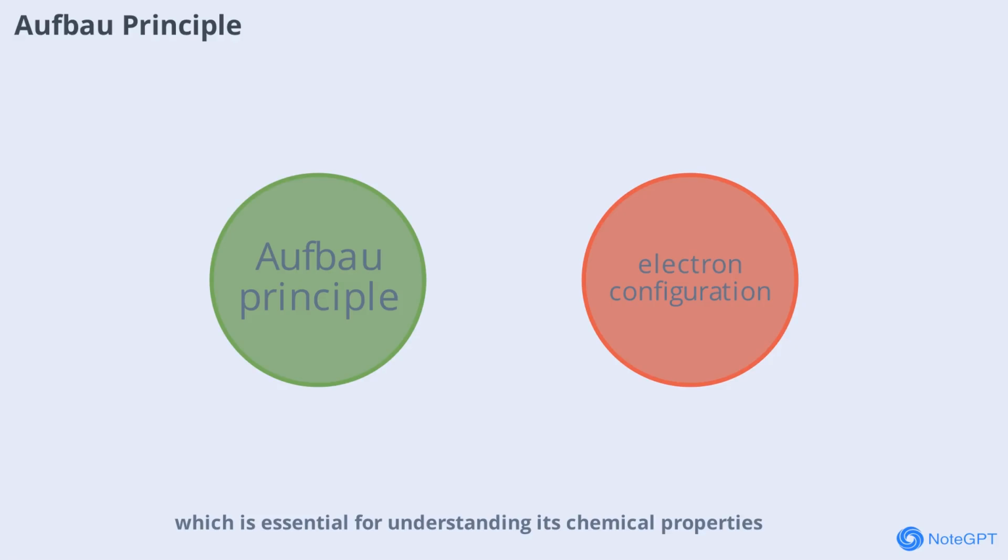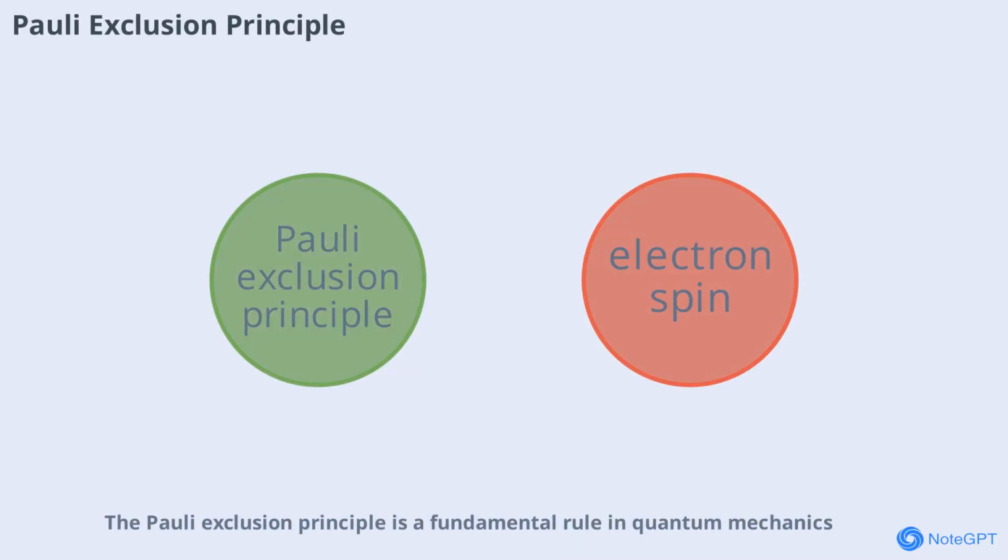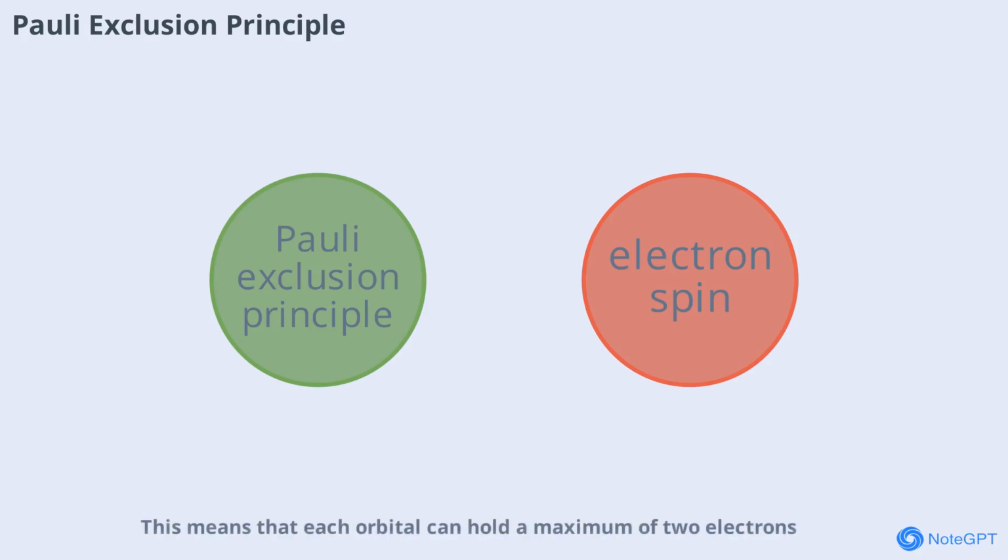The Pauli exclusion principle is a fundamental rule in quantum mechanics. It states that no two electrons in the same atom can have the same set of 4 quantum numbers. This means that each orbital can hold a maximum of 2 electrons, and they must have opposite spins. This principle is crucial for understanding the structure of the periodic table and the behavior of electrons in atoms.